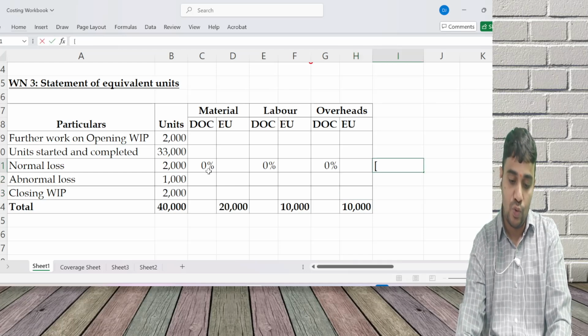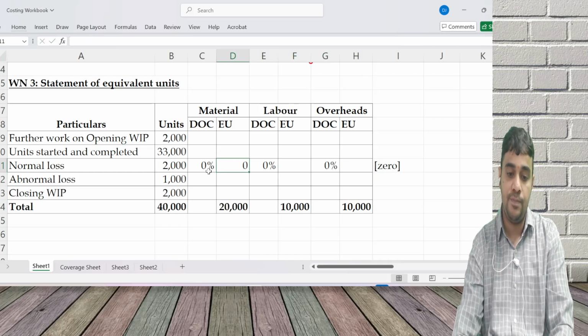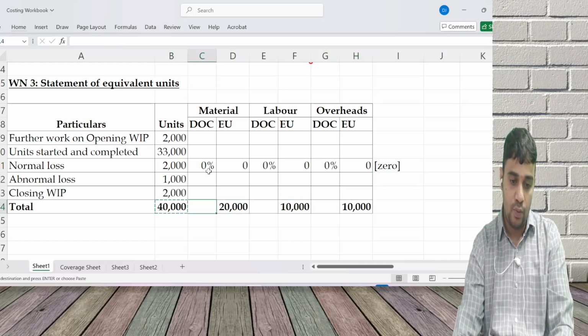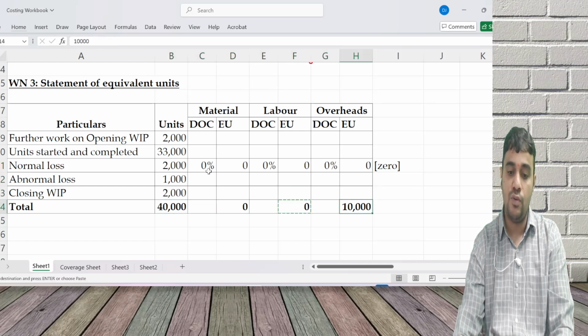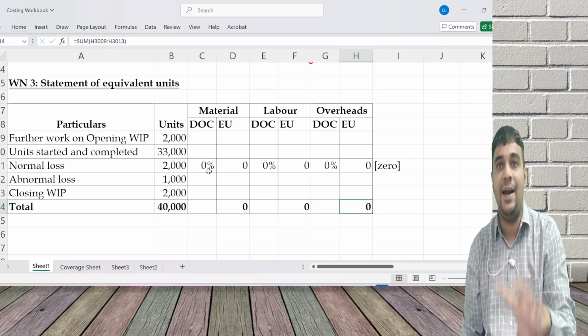So this rule is 0 and all the units will also become 0. As of now, the denominator for all three is 0, 0, 0. I'll keep adding everything in some time.